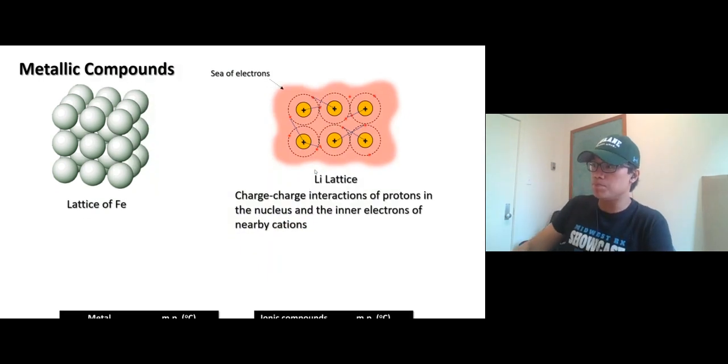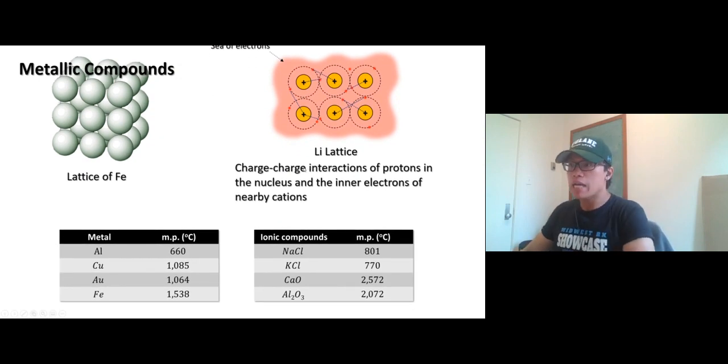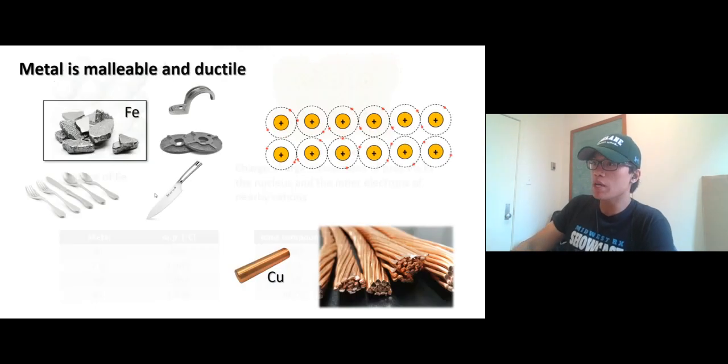Now, if you look at the melting point of a metallic compound, it is comparable to the melting point of an ionic compound, because it's charge-to-charge interaction. In an ionic compound, the interaction comes from the cation and anion, they attract. In metal, it comes from the metal ion, which is the cation, and the electron of the atom next to it.